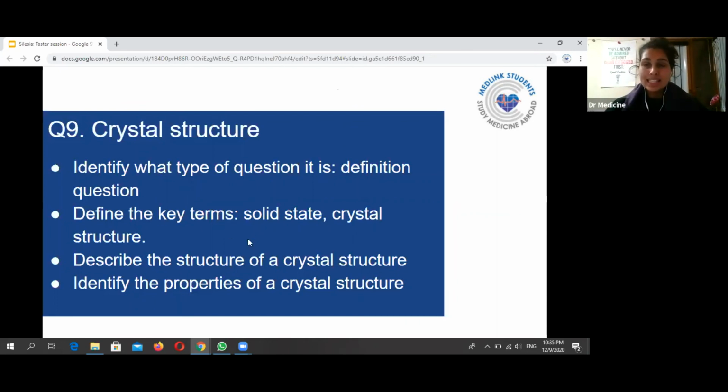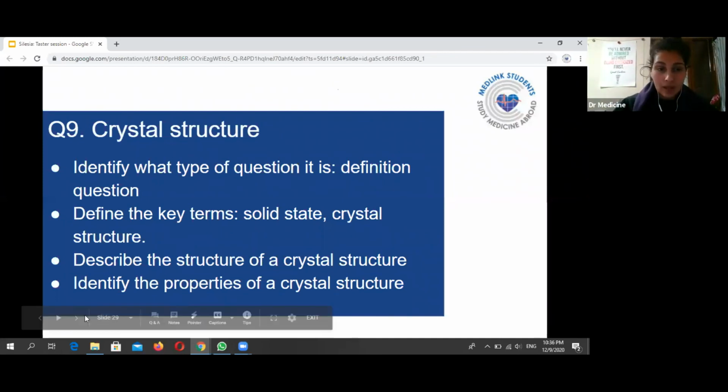Okay, so we're defining the key terms of solid state and crystal structure, because we know that there are three states of matter. There is liquid, solid, and gas. And crystal structure is a type of solid state, if I'm not mistaken. In general, solids can be classified into crystalline structures, which are orderly arranged and have a specific order, or you've got those which are amorphous structures, where the particles are randomly orientated rather than regularly arranged. And then you would describe the structure of a crystal structure, and then also identify the properties of it as well. So this is how we would structure this type of question.